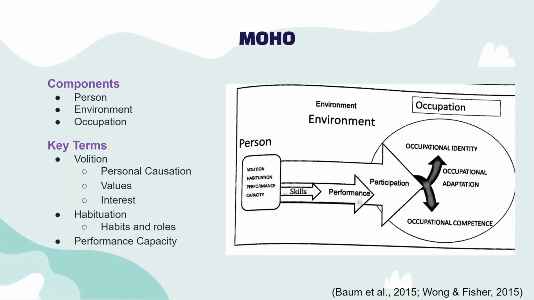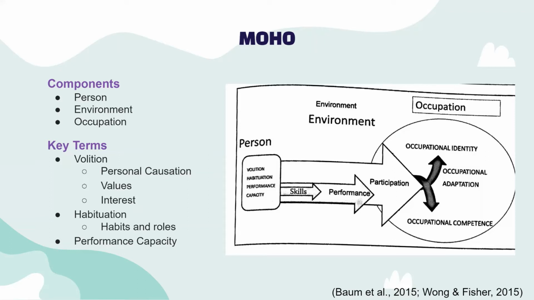In MOHO, the environment is considered to be all settings in which the activity or task is performed. Some key terms for MOHO: volition is a process that motivates choices and actions. Personal causation reflects our awareness of our present and potential abilities and our capacity to do what we need to do. Values and interests are also central to our choice of occupations.